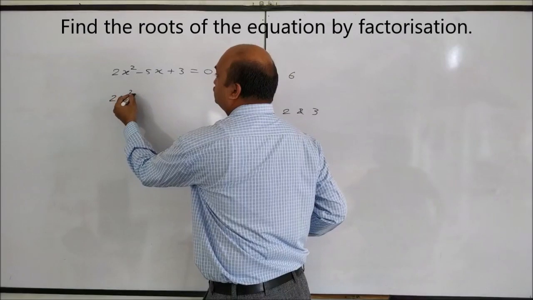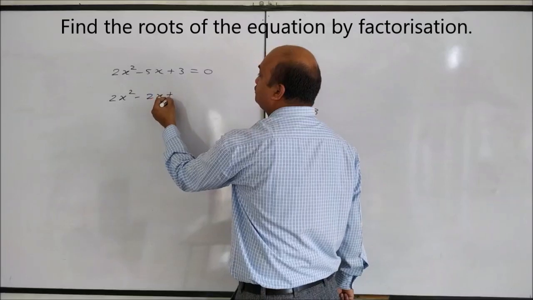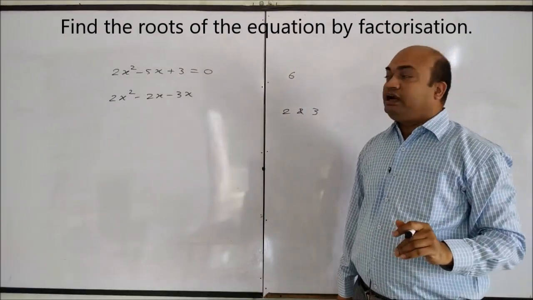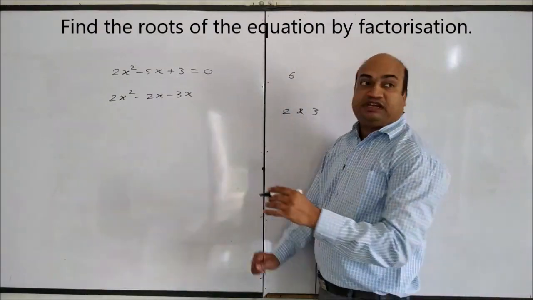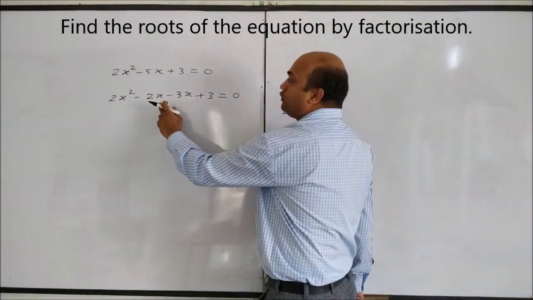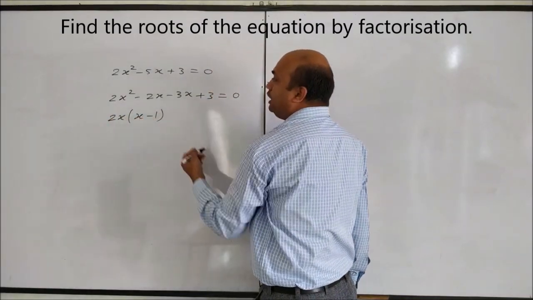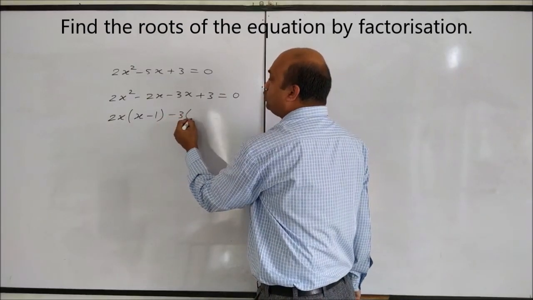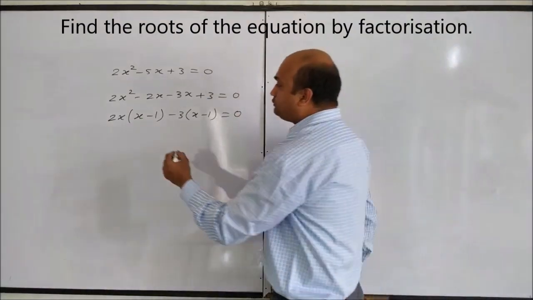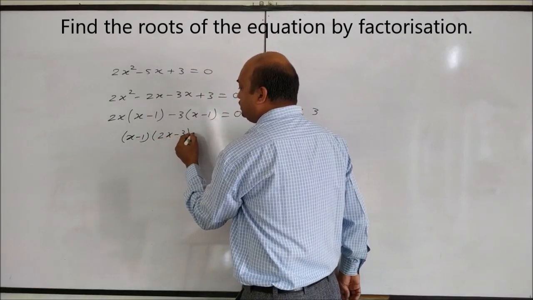We can write as 2x square minus, at the place of this 5x, we write 2x plus 3x, plus 3, same, is equal to 0. Now, from first two terms, 2x we take common, it will be x minus 1, and from last two terms, we take minus 3 common, so this is also x minus 1. Now we take x minus 1 common, so another bracket we will get with 2x minus 3.